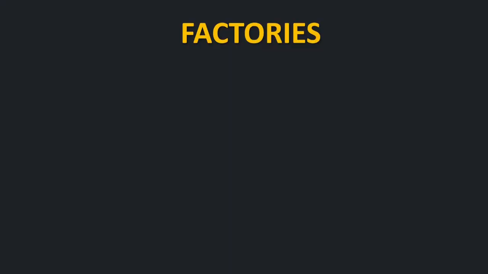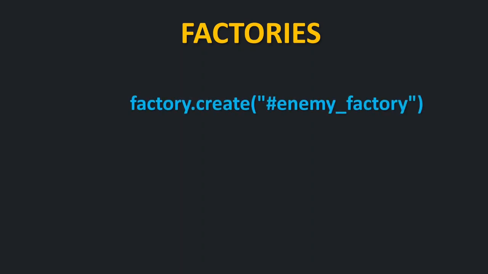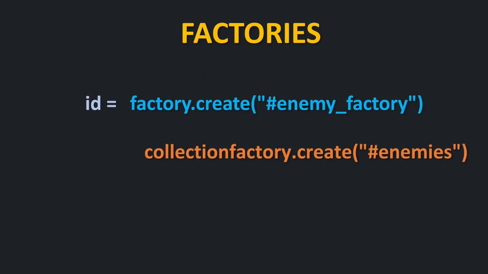A little bit different it all is when it comes to components created at runtime. Because you do not specify the ID in the editor, you don't know how to address created instances upfront, but you have its ID as a result from creation functions. Factory.create function returns an ID of the spawned game object, and collectionfactory.create returns a whole table of IDs of all the spawned game objects in the given collection.